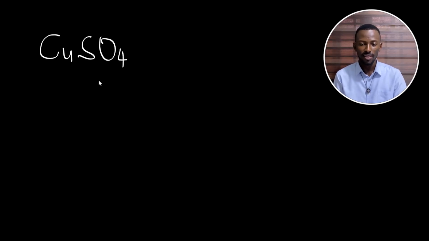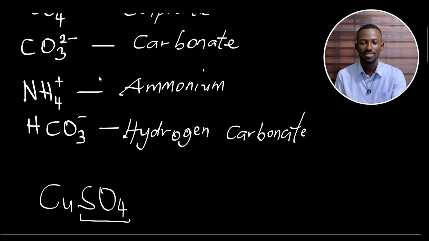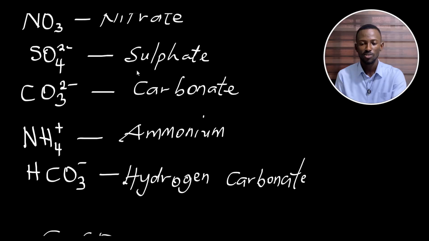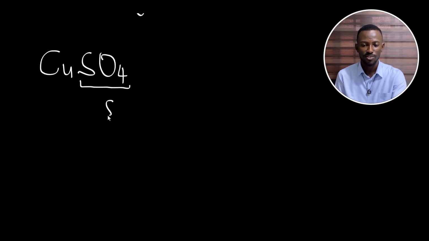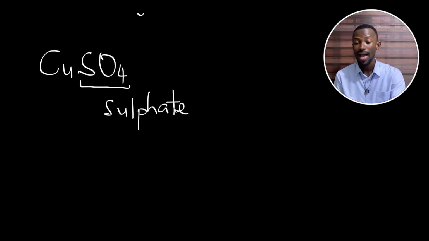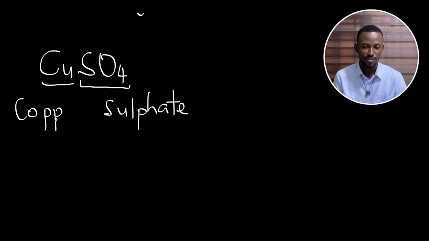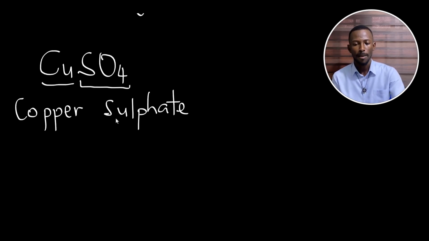Well, the first thing we have to do, according to our explanations, you can see that we have SO4 here. Let's look at our polyatomic ions. You see, we have SO4 2 minus, which is sulfate. So that means this SO4 is what? Sulfate. Good. You see why I said you should just know the polyatomic ions and then you are good to go? And then we have copper. So the systematic name is copper sulfate. In fact, you are 90% done.